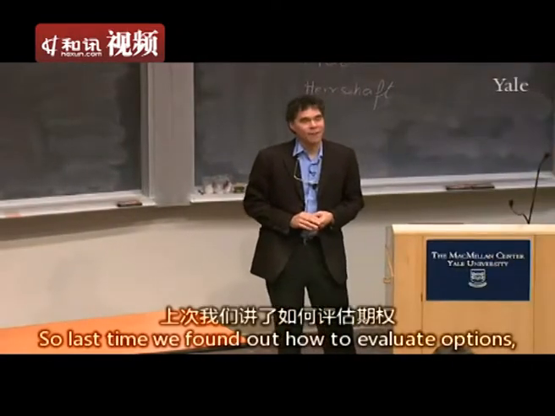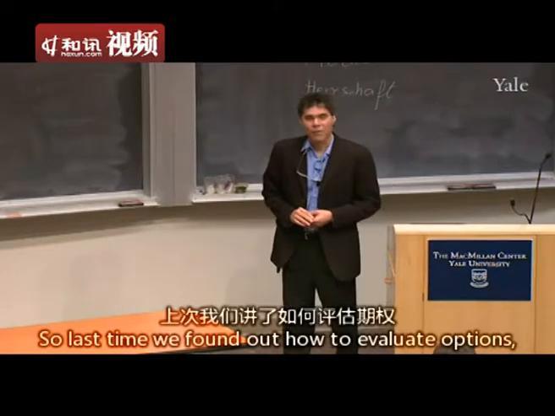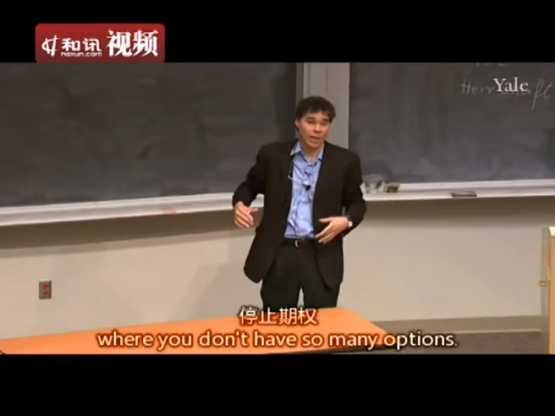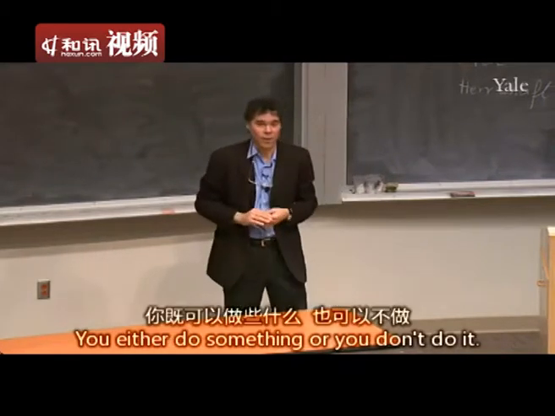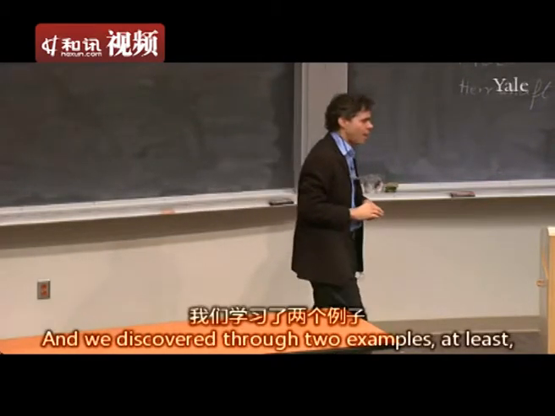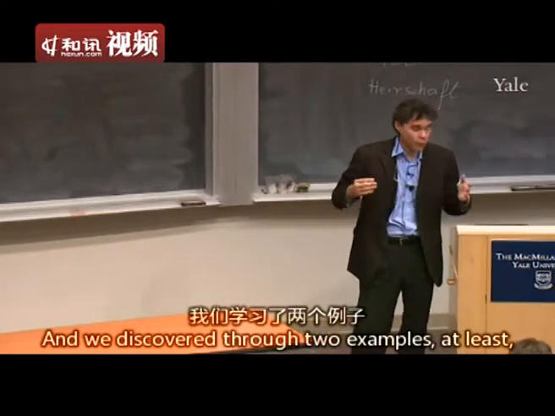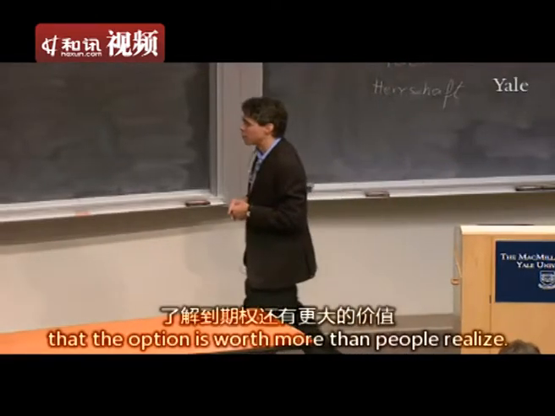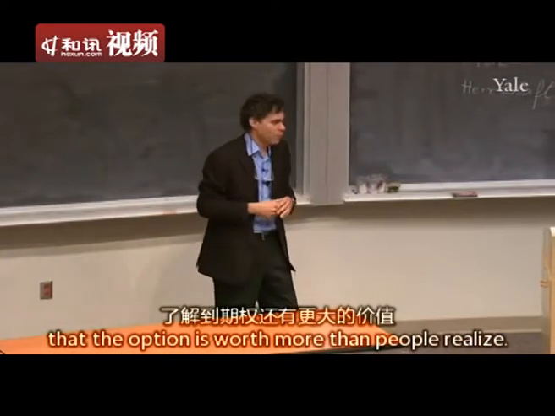Last time we found out how to evaluate options, especially stopping options, where you don't have so many options. You either do something or you don't do it. That's the simplest kind of option. And we discovered through two examples, at least, that the option is worth more than people realize.